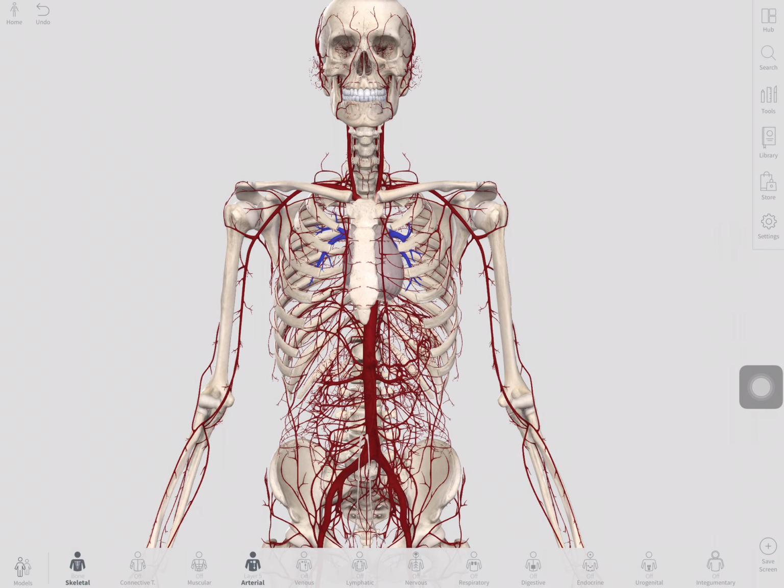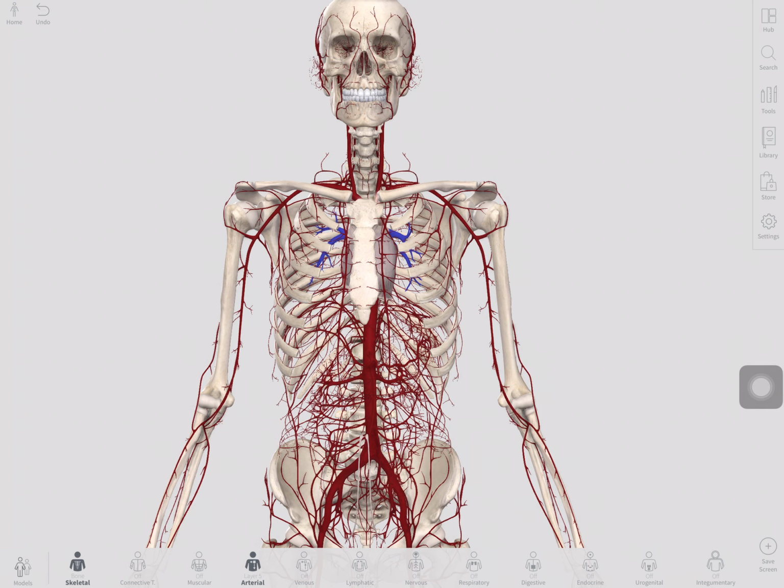Coming to the blood vessels of the body, you have the arteries and the veins. So in this session, I'm going to show you the major arteries and its branches, and also the major veins and its branches, and finally we will close with the superficial veins.